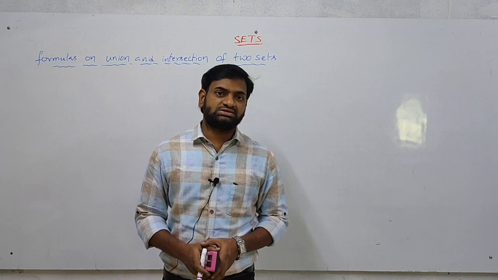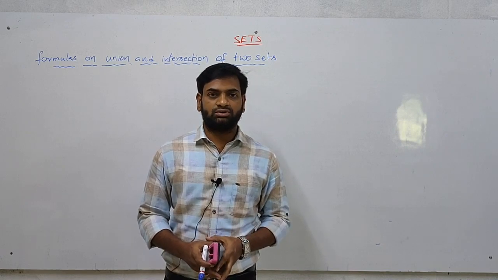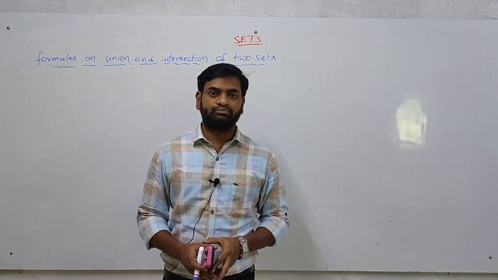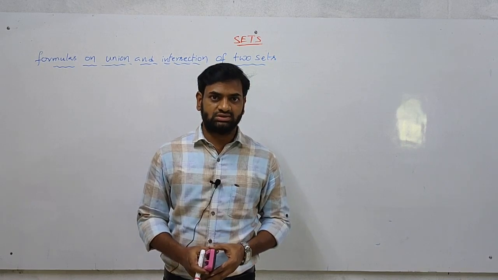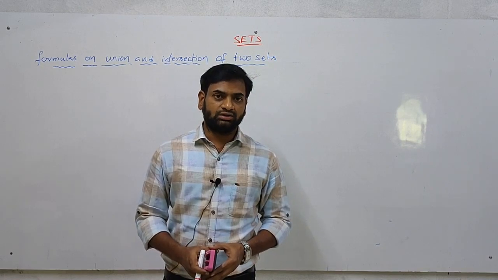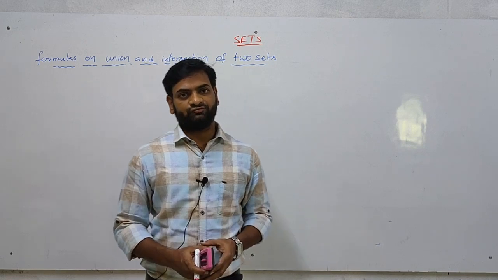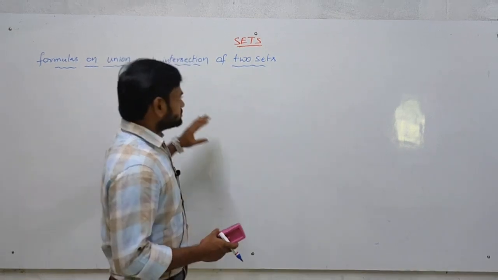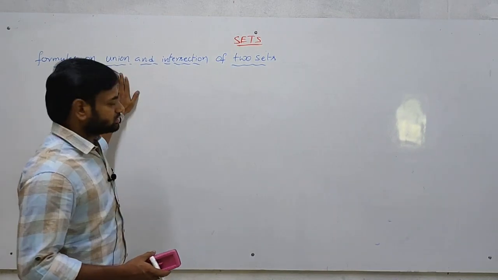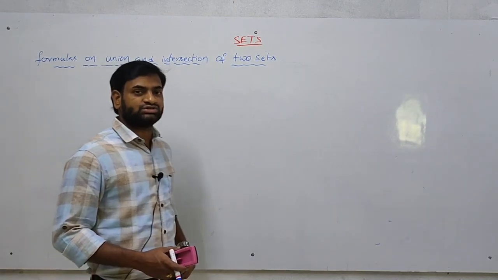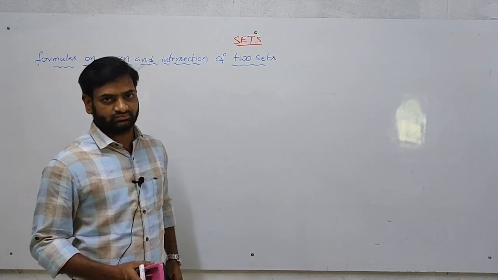In the previous class we discussed exercise 1.5. Now we have to go for exercise 1.6. Before going to that, we have to discuss some formulas here. The topic is formulas on union and intersection of two sets.